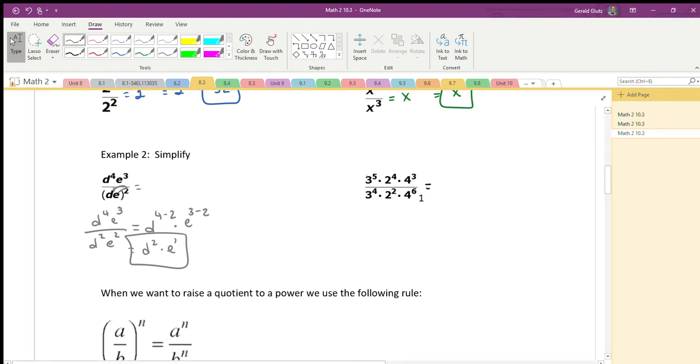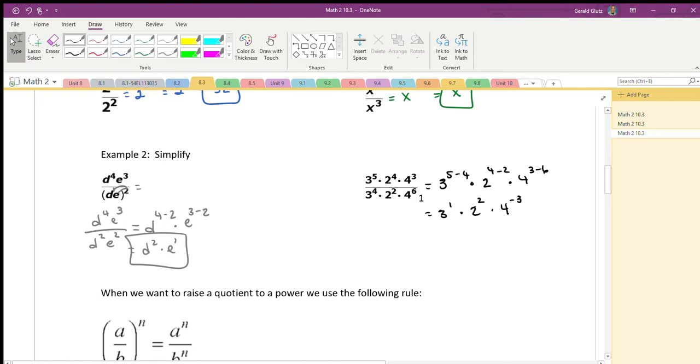So I have 3 to the 5th divided by 3 to the 4th, so 3 to the 5 minus 4. 2 to the 4th divided by 2 squared, so 2 to the 4 minus 2. And then 4 to the 3rd divided by 4 to the 6th, so that would be 4 to the 3 minus 6. So that equals 3 to the 1 times 2 squared times 4 to the negative 3.